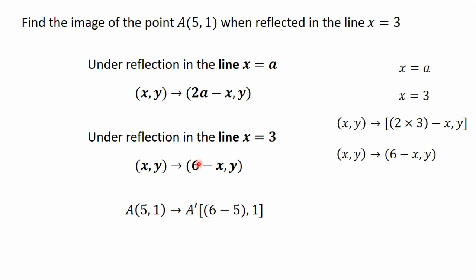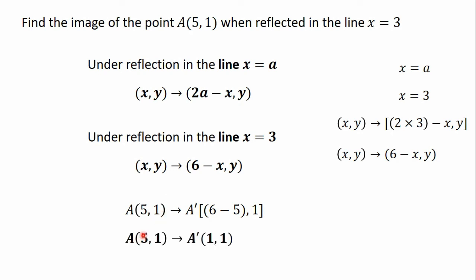And to get this image, we have seen that the rule is 6 minus x. X here is the x coordinate of the point A. The x coordinate of the point A is 5. So we have 6 minus 5 as the x coordinate. The y coordinate of the image is the same as the y coordinate of the point. So the y coordinate of the image will be 1, since the y coordinate of the point is also 1.